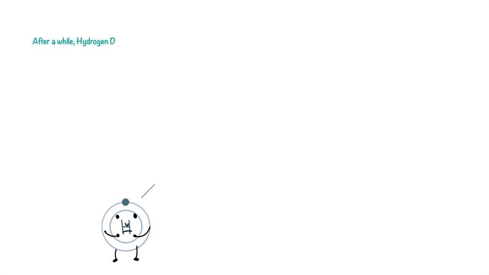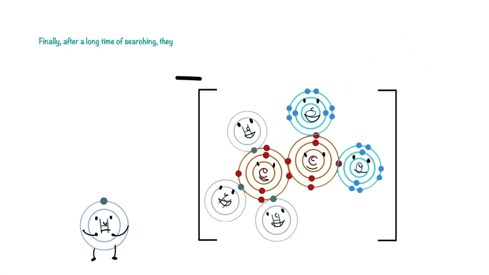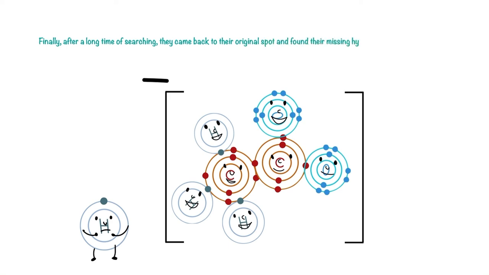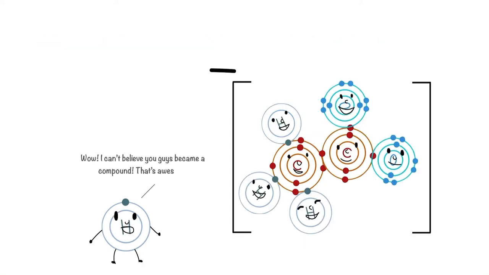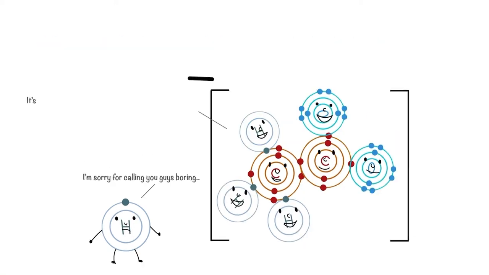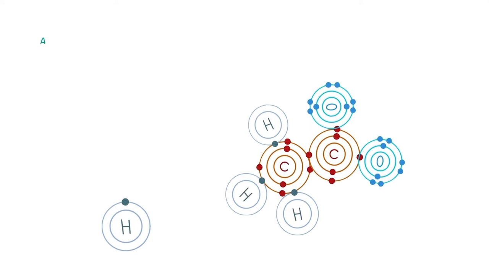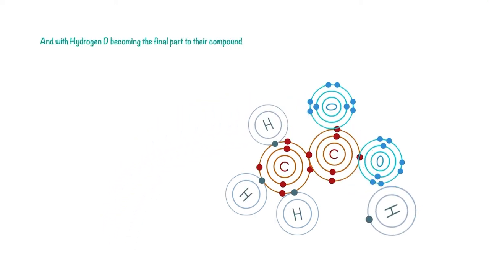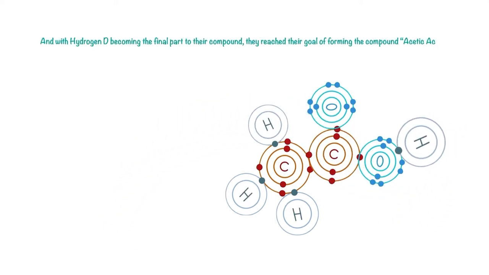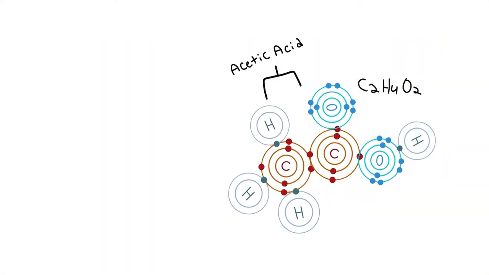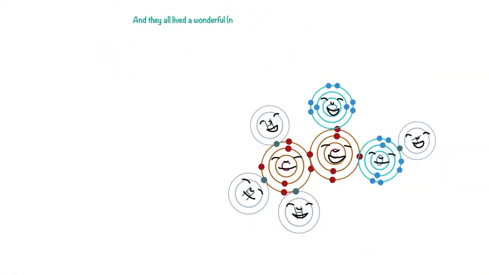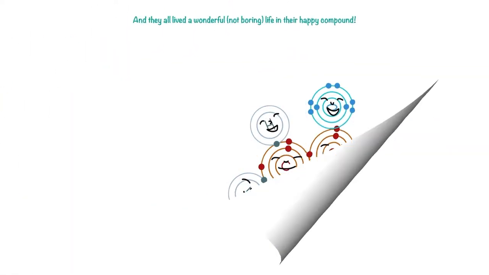After a while, hydrogen D was getting worried. Finally, after a long time of searching, they came back to their original spot and found their missing hydrogen. And with hydrogen D becoming the final part to their compound, they reached their goal of forming the compound acetic acid. And they all lived a wonderful, not boring life in their happy compound.